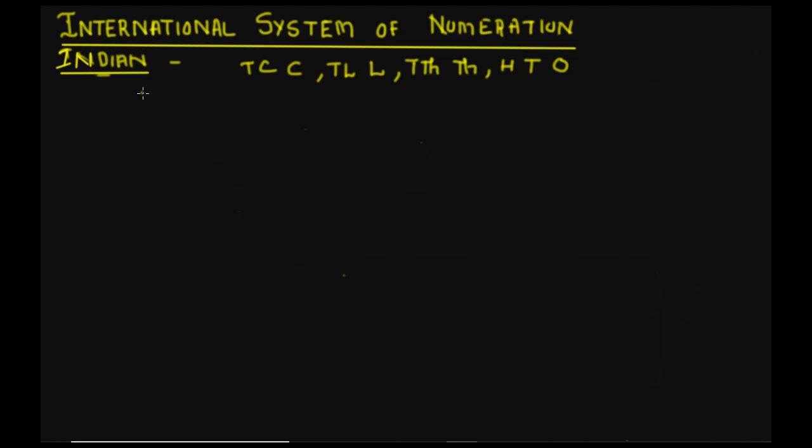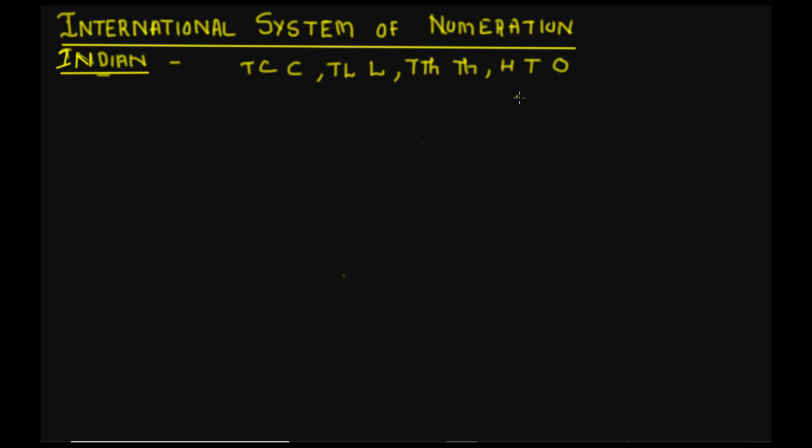Do you remember during the last session we were dealing with the Indian place value system, or the Indian system of numeration? This session is all about the international system of numeration. And this is followed in most of the countries of the world. Now, what is the difference between the Indian system of numeration and international system of numeration?